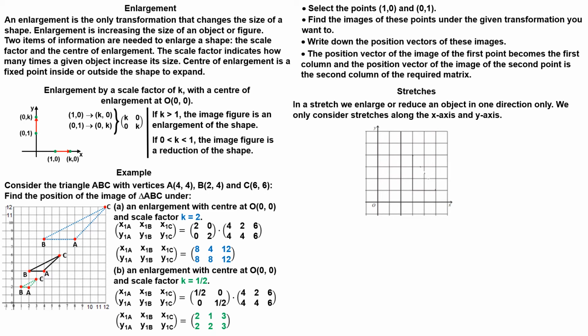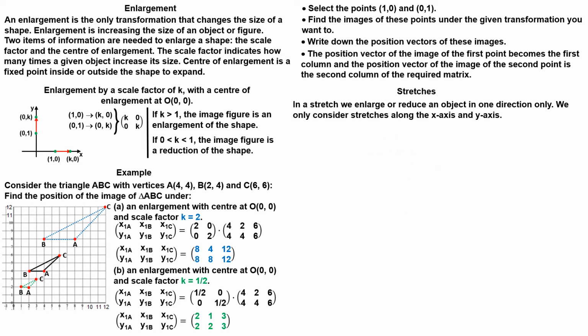Look at this new example. The rectangle has been stretched and now the points on the y-axis have not moved. So the y-axis is called the invariant line. As stretches are enlargements in one direction, let's take the transformation matrix for enlargement to get the transformation matrix for stretches.